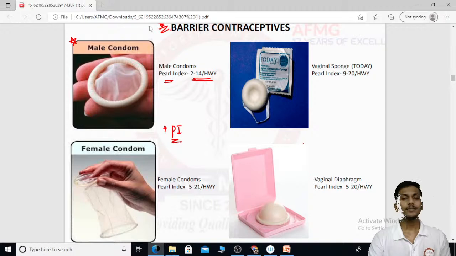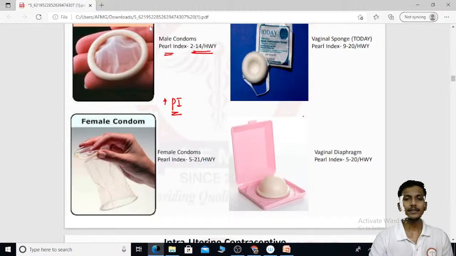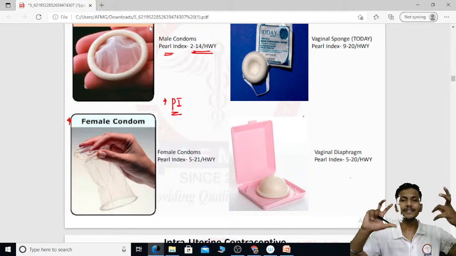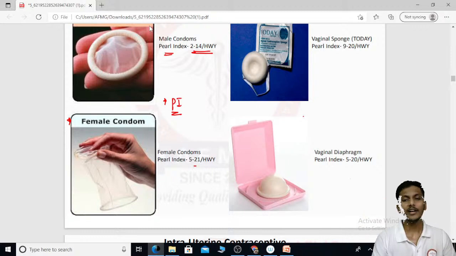So what is the Pearl index for male condoms? The Pearl index can be asked, guys. Please remember, the Pearl index for male condoms would be 2 to 14 per 100 women years. Next one that you can see in the image beneath it is your female condom. Please remember, it is a longer one, and there are 2 rings to it. The Pearl index for female condom is 5 to 21 per 100 women years.